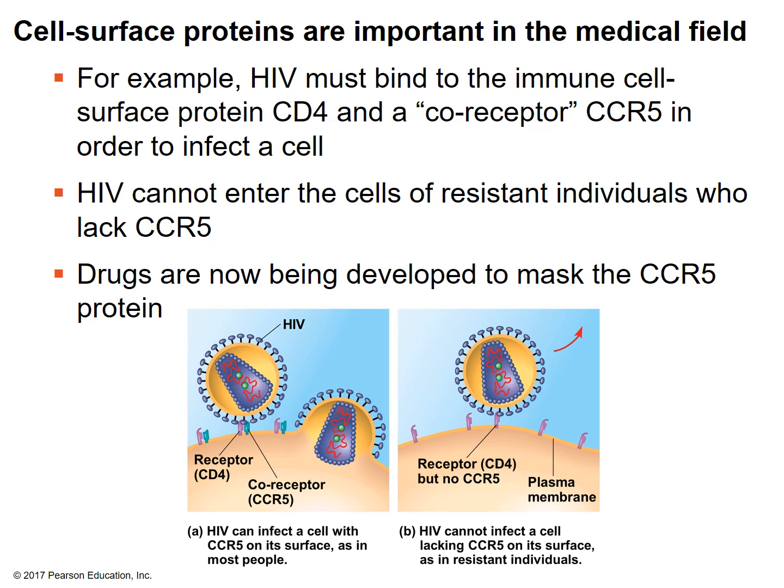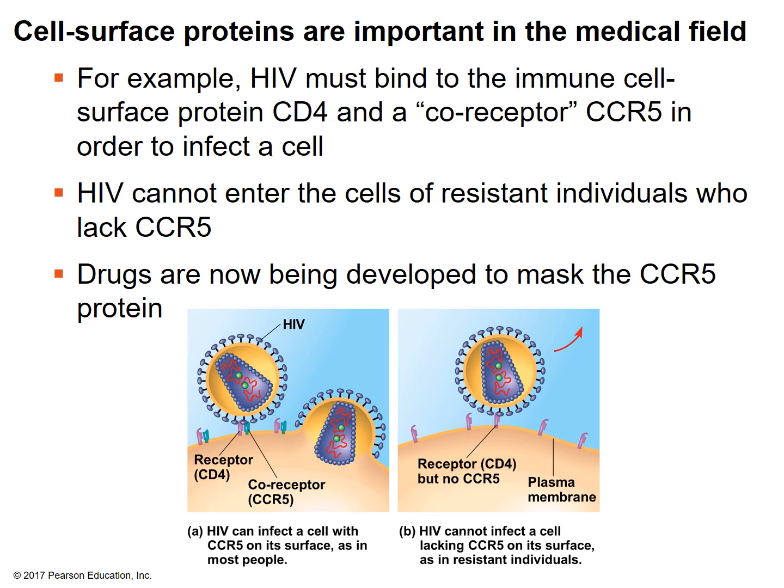I also want to mention that these cell surface proteins are very important in the medical field. We've already talked about how these cell surface proteins determine how your immune system interacts with the rest of the body and with foreign invaders. But foreign invaders can also use these proteins to their advantage. For example, HIV can bind to this cell surface receptor, a protein named CD4. This receptor is going to be used by the virus to stick to your cells.